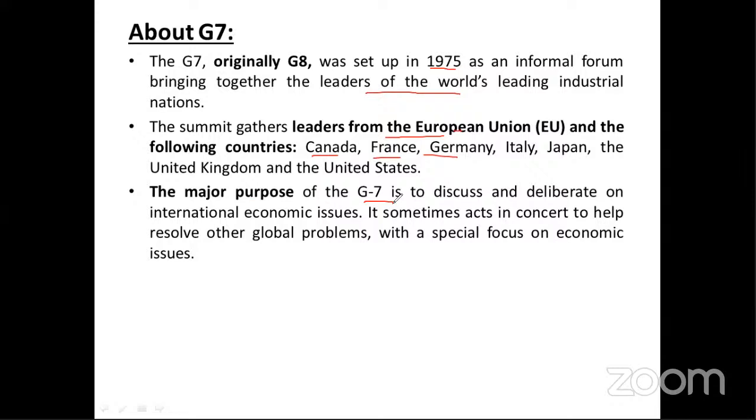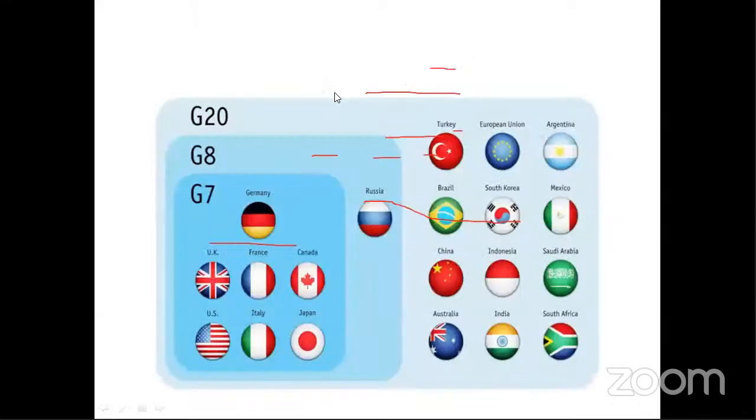Maybe the dollar will depreciate or appreciate. These things are happening. It sometimes acts in concert to help resolve other global problems, with a special focus on economic issues. That was the main purpose behind the setup of G7.